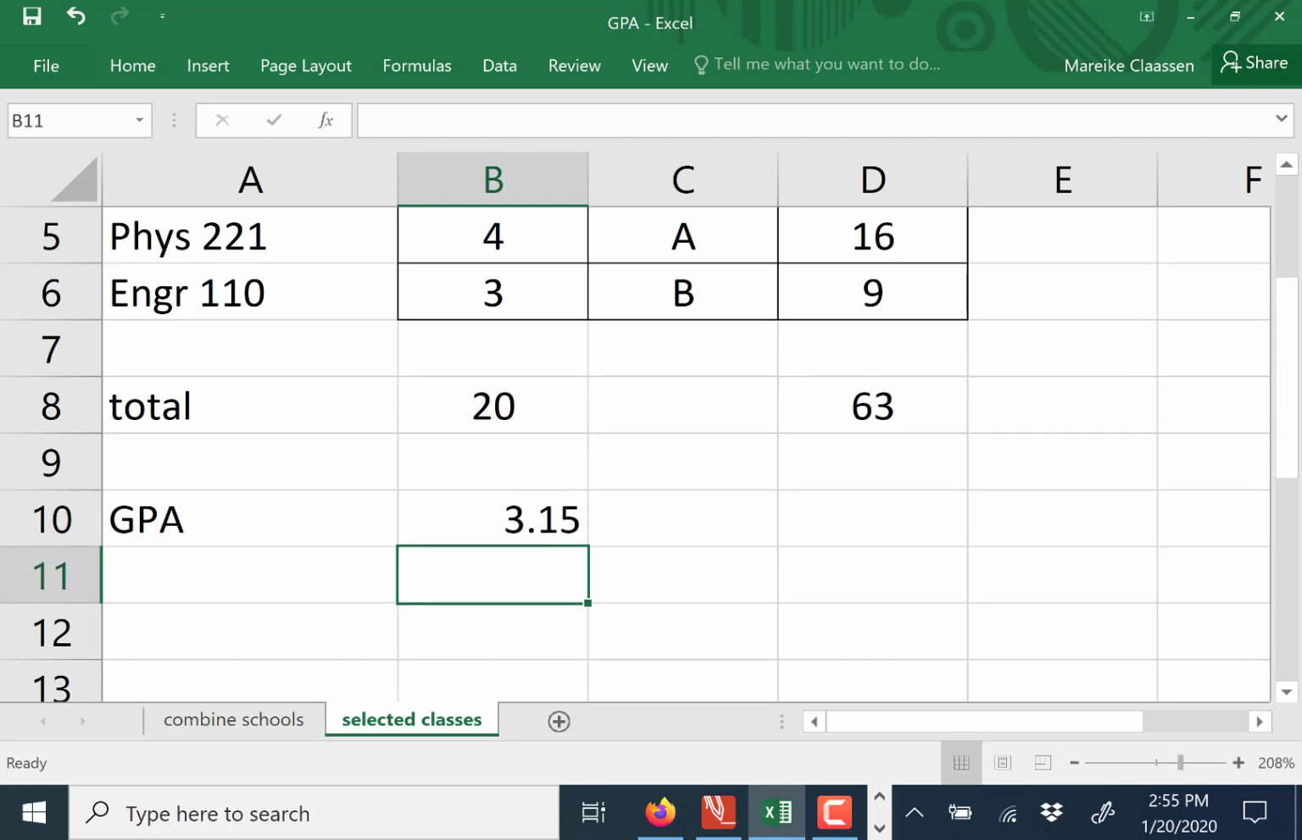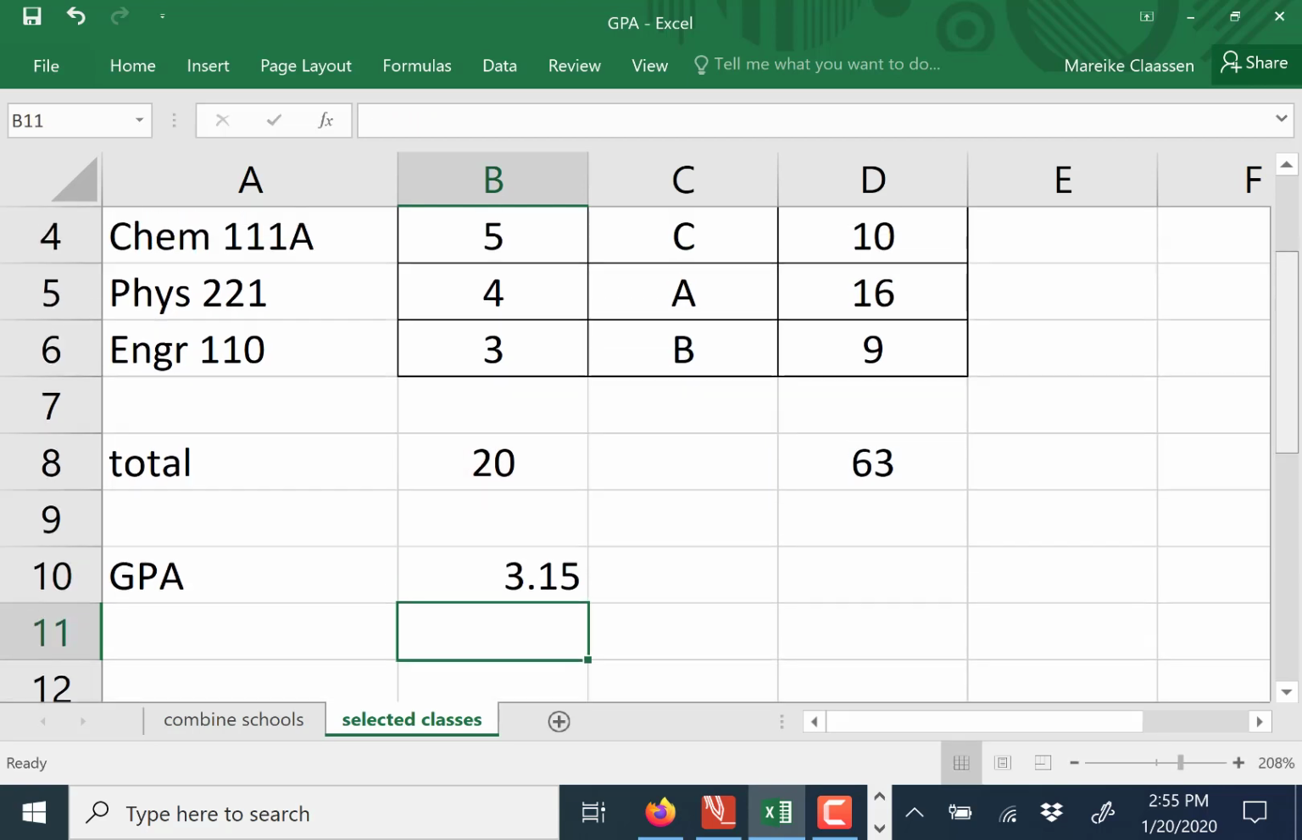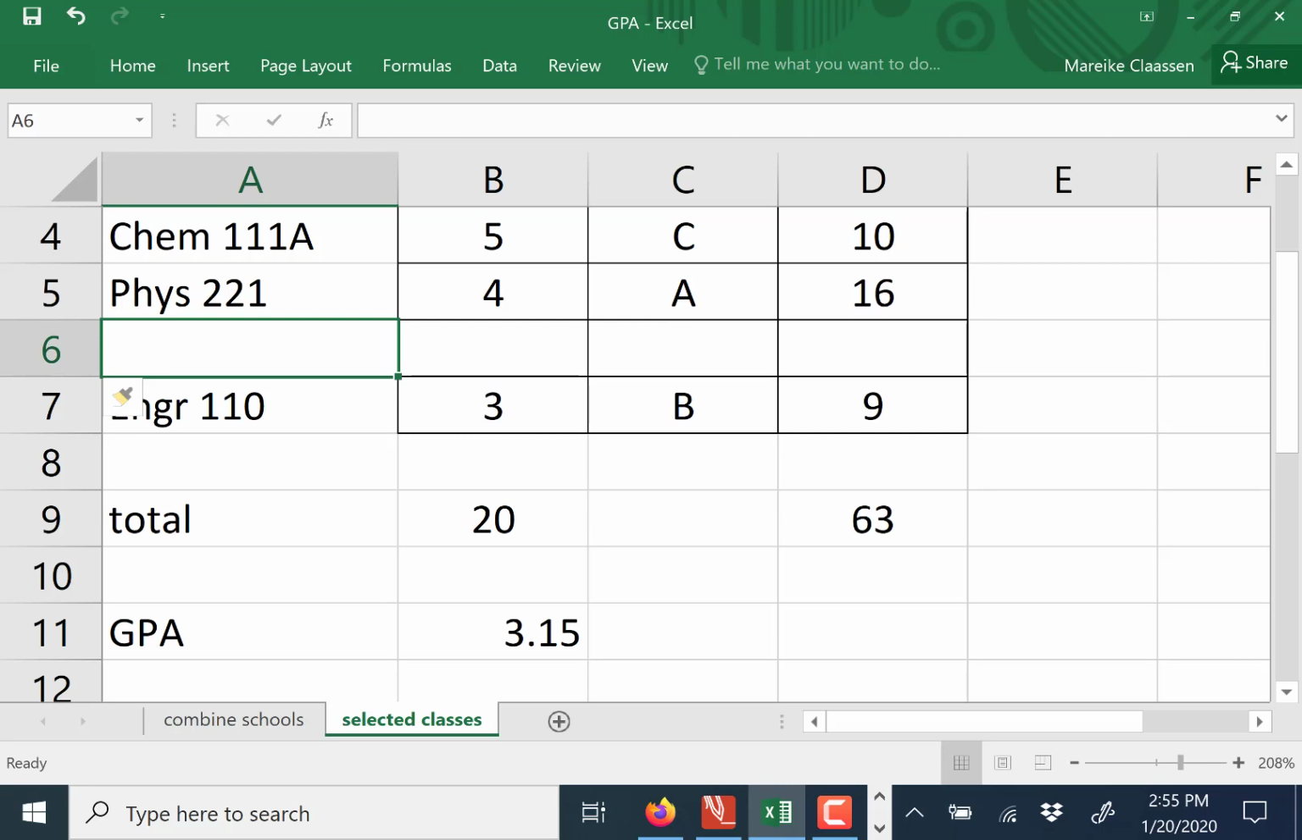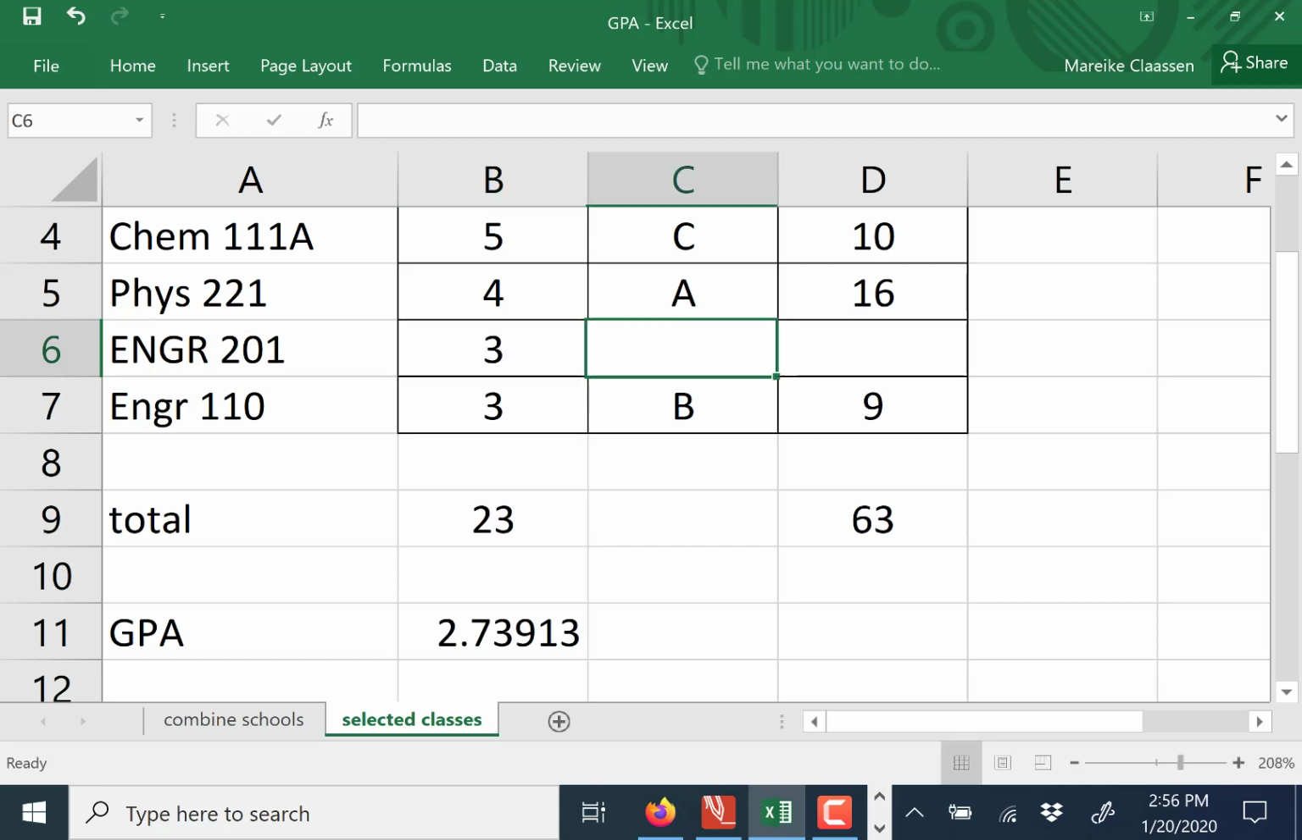So the nice thing about this one is that if I wanted to just add another class, so let's say I've taken another class, I can insert a row, and let's say I've taken Engineering 201, and that is also 3 units, and I got an A, so that would be the 3 units times the 4.0, and it will just change my GPA for the calculation. I don't need to do anything new for the summary of that.